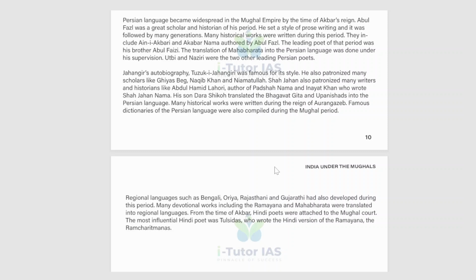Many historical works were written during the reign of Aurangzeb, and famous dictionaries of the Persian language were also compiled during the Mughal period. Regional languages such as Bengali, Oriya, Rajasthani, and Gujarati had also developed during this period. Many devotional works, including the Ramayana and Mahabharata, were translated into regional languages. From the time of Akbar, Hindi poets were attached to the Mughal court, and the most influential Hindi poet was Tulsidas, who wrote the Hindi version of the Ramayana, the Ramacharita Manas.